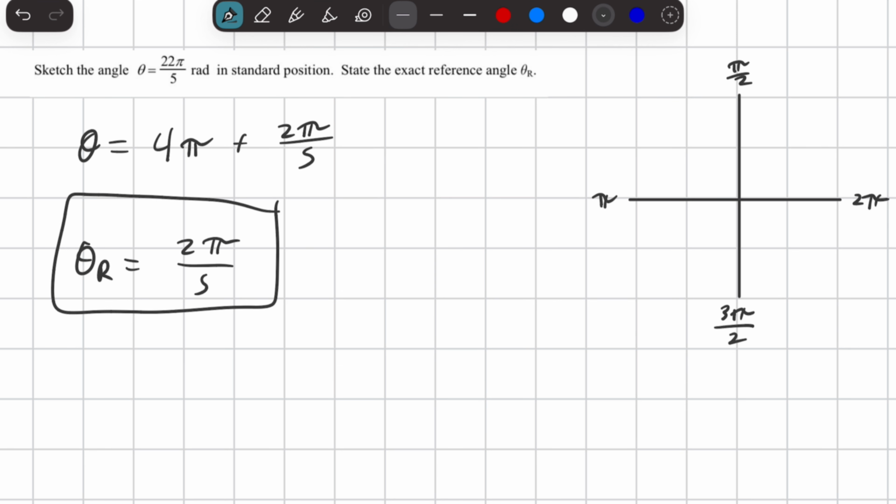And to sketch that, you just go around twice, and then you go over 2 pi, or go up 2 pi over 5. And if you want to know in degrees what 2 pi over 5 is, just so you can sketch it better, you can just divide 180 by 5, which will give you 36. And then 36 times 2, and you're going to get 72 degrees. So it will be somewhere here. And then to sketch that, you just know that it goes around twice, and then it ends up here, like so.